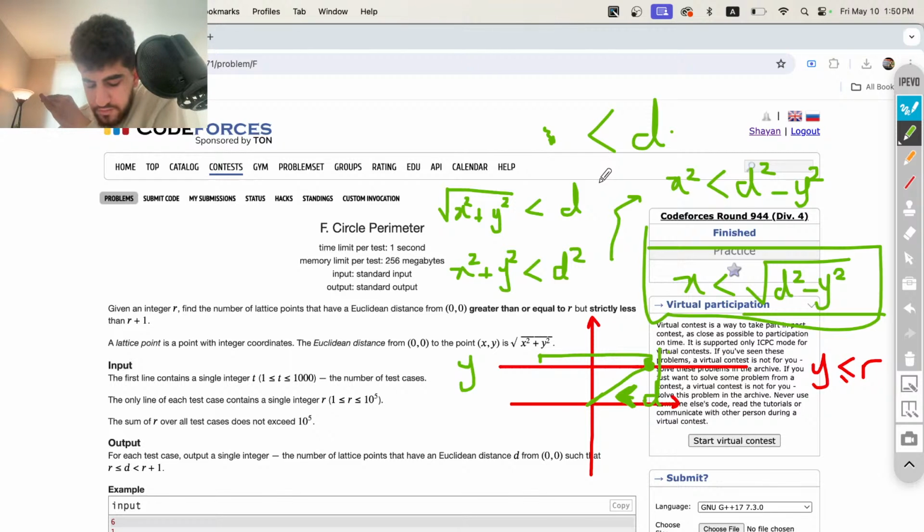And in order to find the total number of lattice points, I just need to add these values up for all the horizontal lines. For each specific y, I need to find out how many points are there.